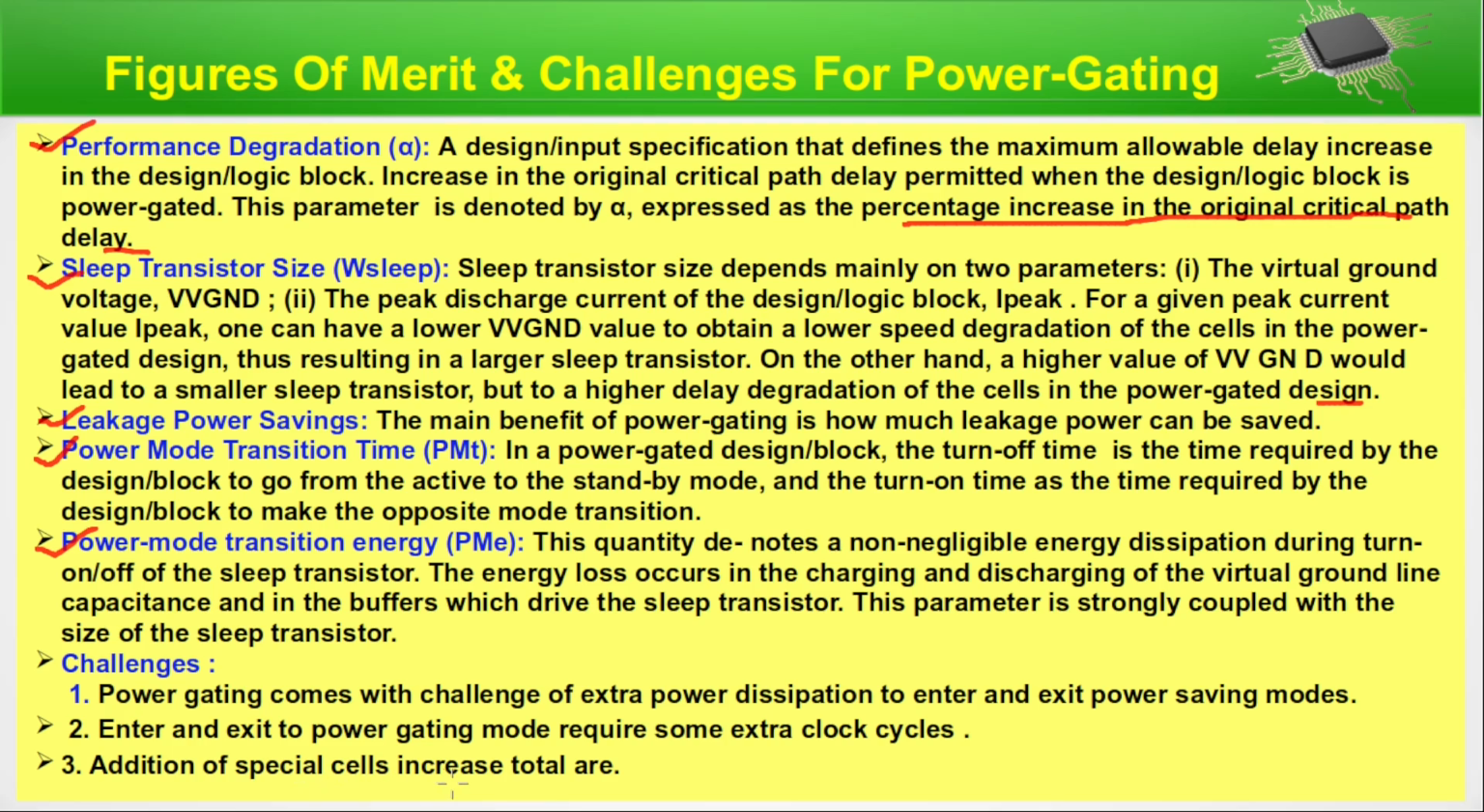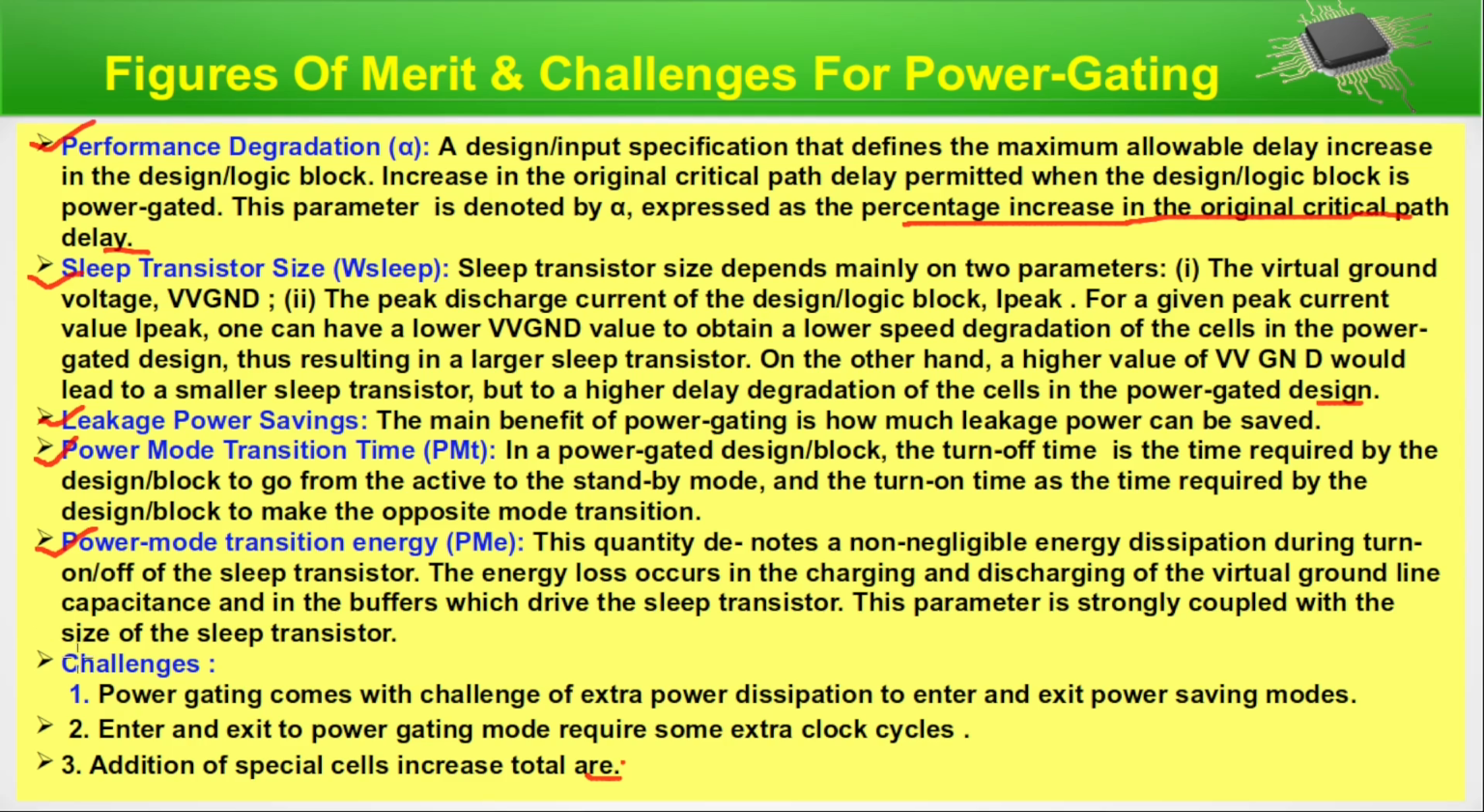And the addition of special cells increases total area. Not only special cells, also sleep cells are introduced. So sleep cells, retention cells, isolation cells, always on cells. The power gating technique requires more new special cells. They are present in the design. So more area is required. So these are basically the challenges.